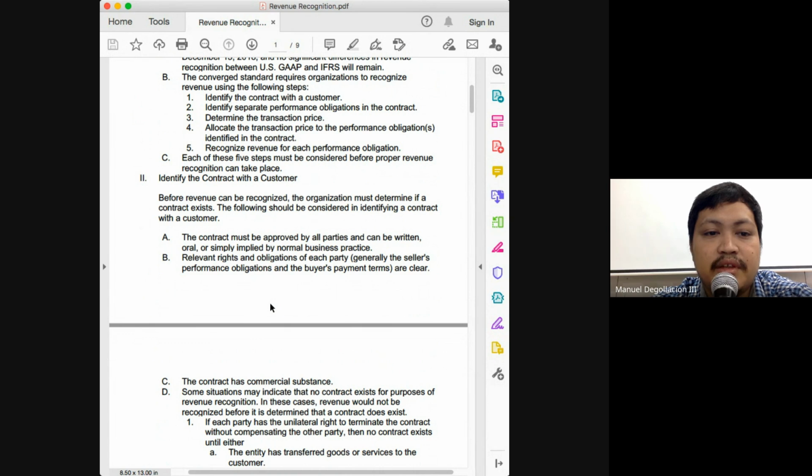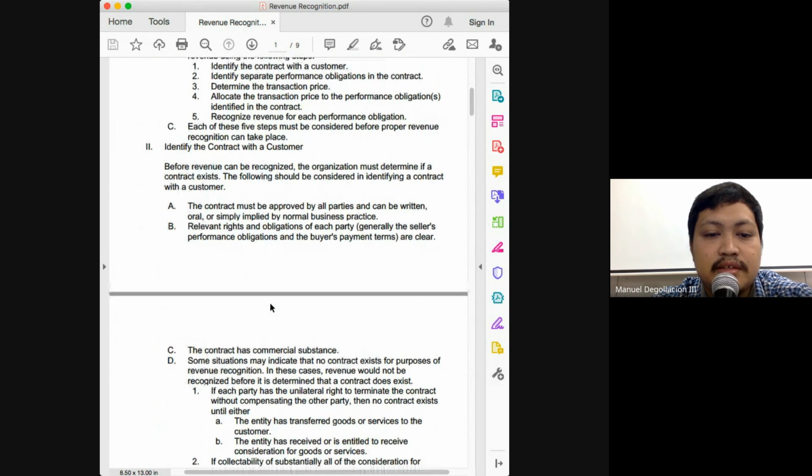Okay, letter B, relevant rights and obligations of each party are clear. Letter C, the contract has commercial substance.